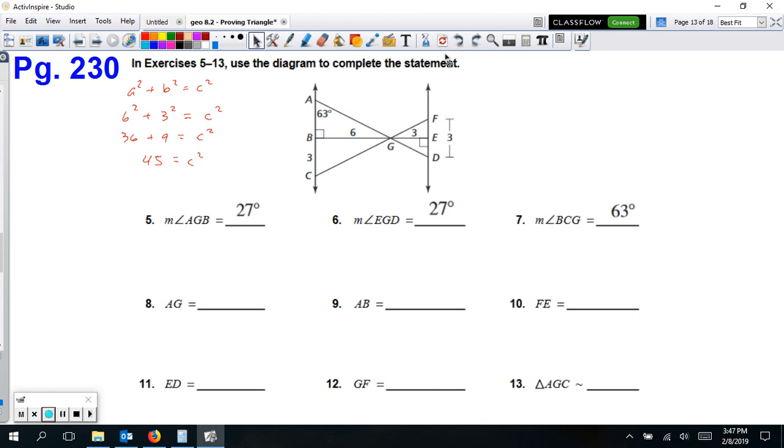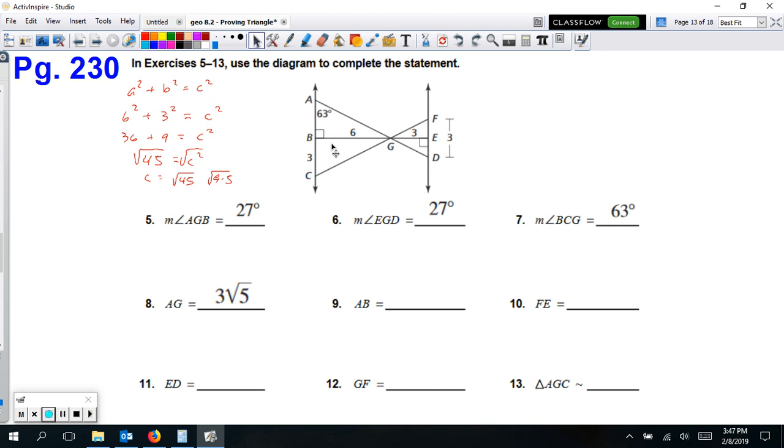Now to get rid of the square and just find c, we take the square root of both sides, because we're looking for the side length. The square root of 45 is c. That could be our answer, but we want to simplify it. There is a perfect square in 45, which is 9. So 9 times 5, and the square root of 9 is 3. The best answer for number 8 is 3 square root of 5.